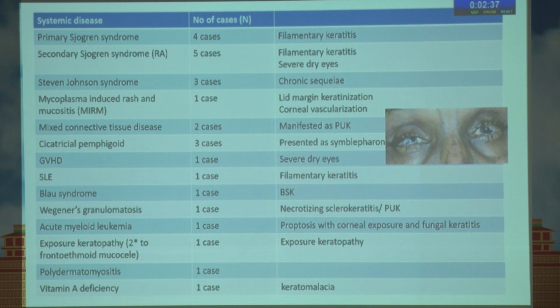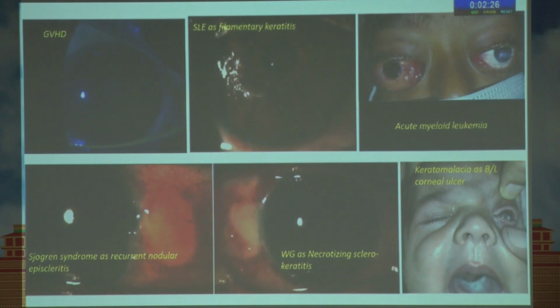So these were the various systemic diseases which we could identify primarily in the cornea clinic, and these are the corneal manifestations which have been mentioned on the right. These are the clinical pictures of some of our patients who were seen for the first time in the cornea clinic and subsequently referred back to the respective departments.